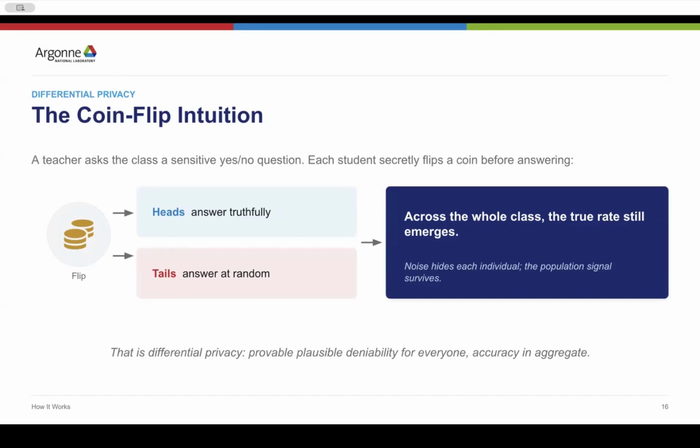But here's the caveat. If we wanted to know the proportions of yeses or nos, that would still remain the same as if we didn't implement this coin system because we're equally adding noise to the yeses and the nos.